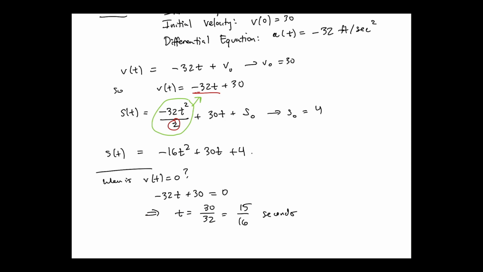Okay, so it's just shy of 1 second that it takes to get to the peak. Does that seem reasonable? All right, so have we answered the question yet as to how high it gets? No, we just know what time it hits that point. So what do I need to do with this 15 over 16? Plug it into my position function, s of t.